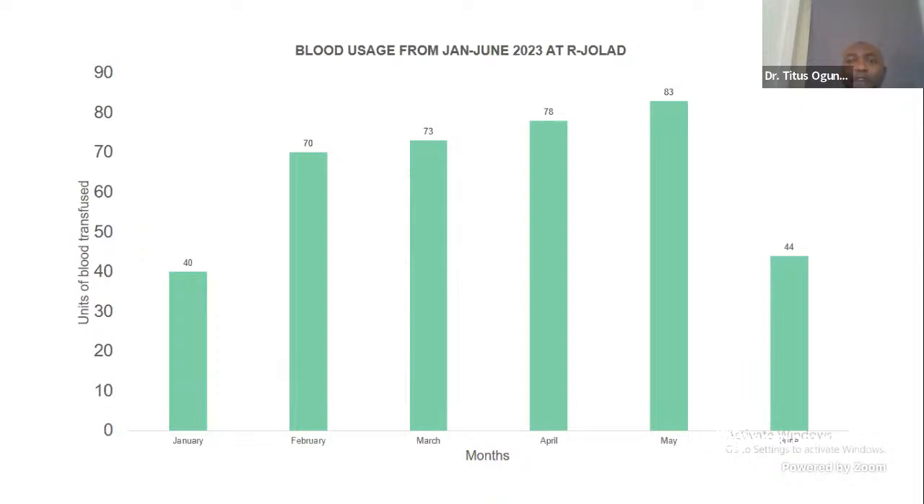So you can see, if we rely solely on voluntary donors, it is very, very unlikely that Arjola will be meeting up with blood transfusion needs. So we have to give kudos to the team that engage in this blood donation drive. If we have 40 per drive, and we do it twice a month, that is a minimum of 80. Then with 83, that means we still have to rely on an external lab to get more blood.